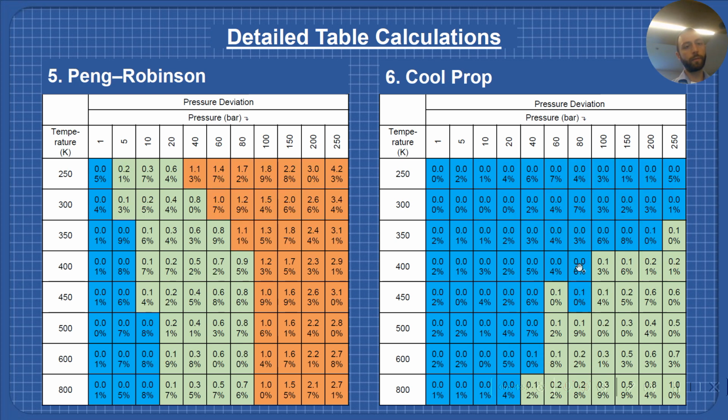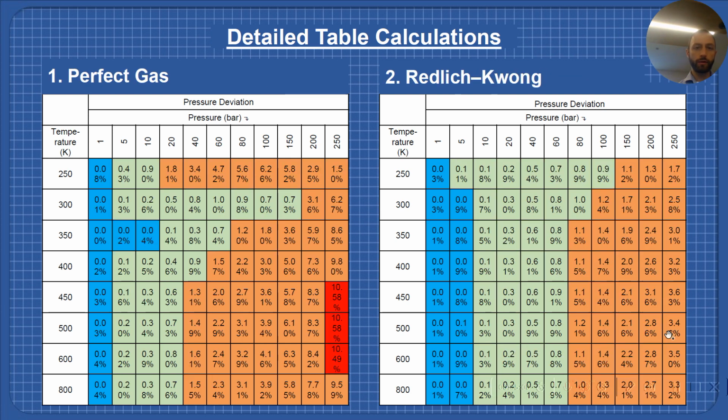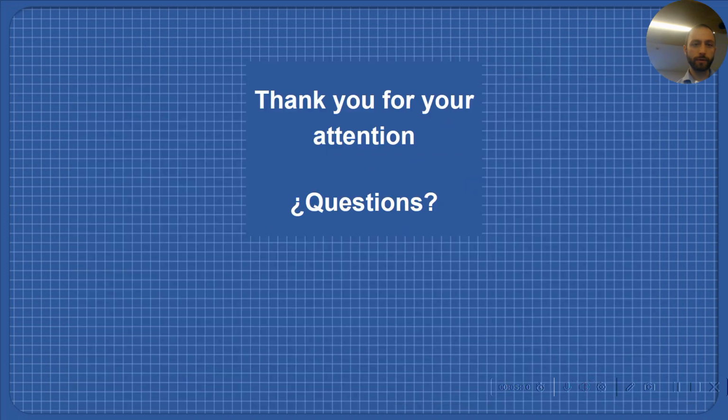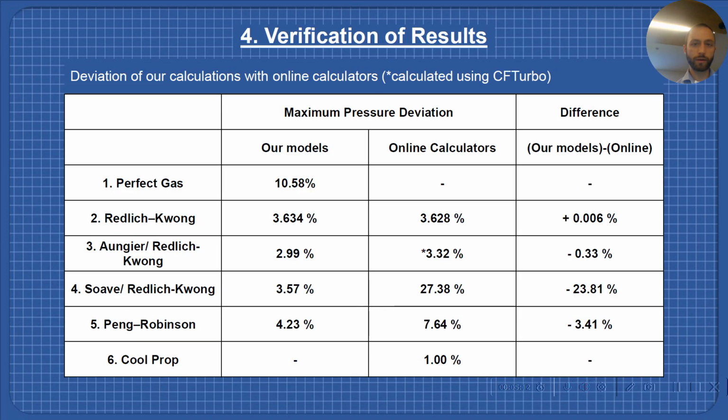And then we have the Peng-Robinson, which was not so good, and the CoolProp, which was the best. As you can see, it has a maximum deviation of 1%. So, let me go back.